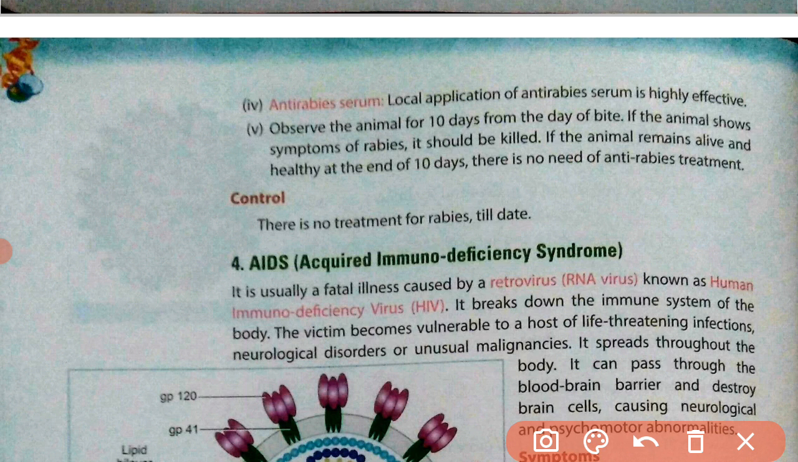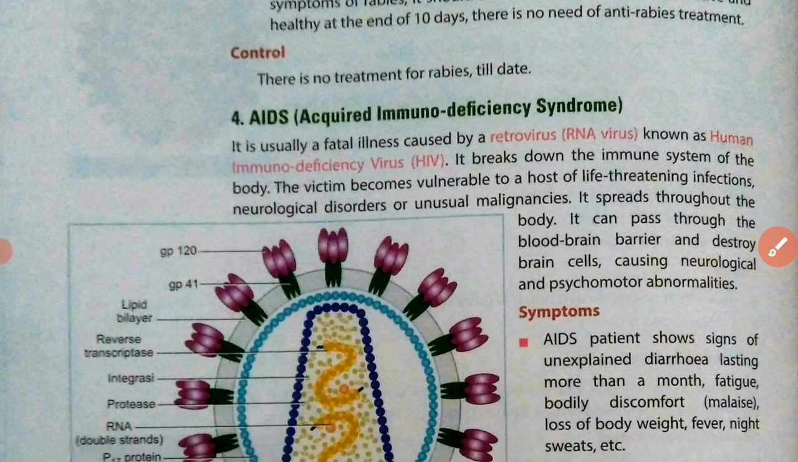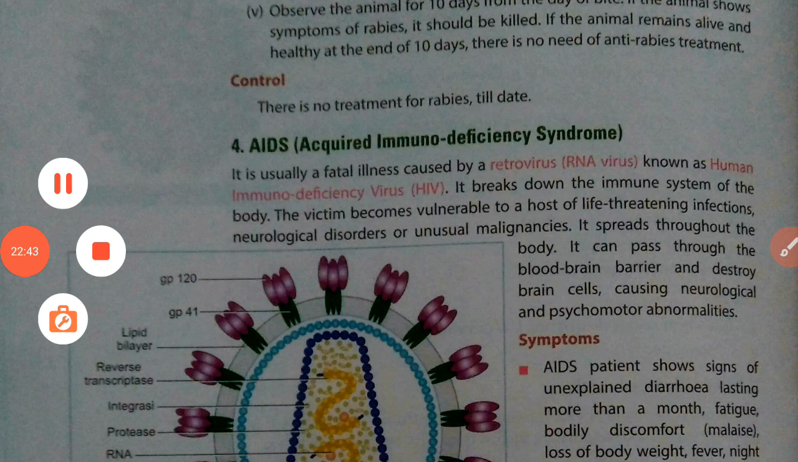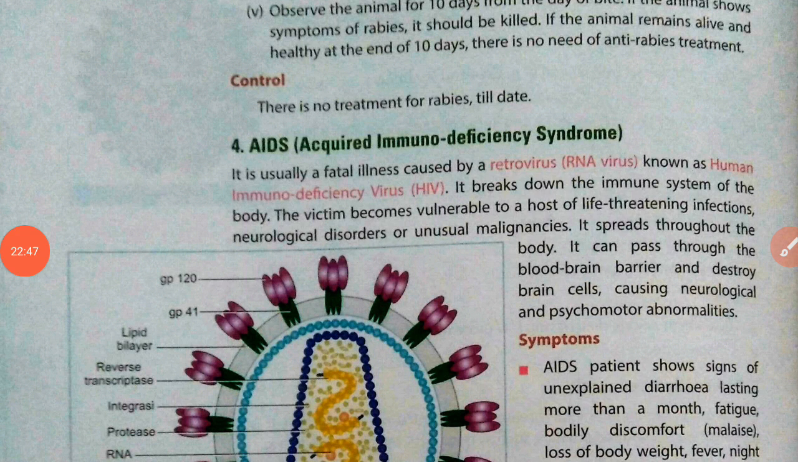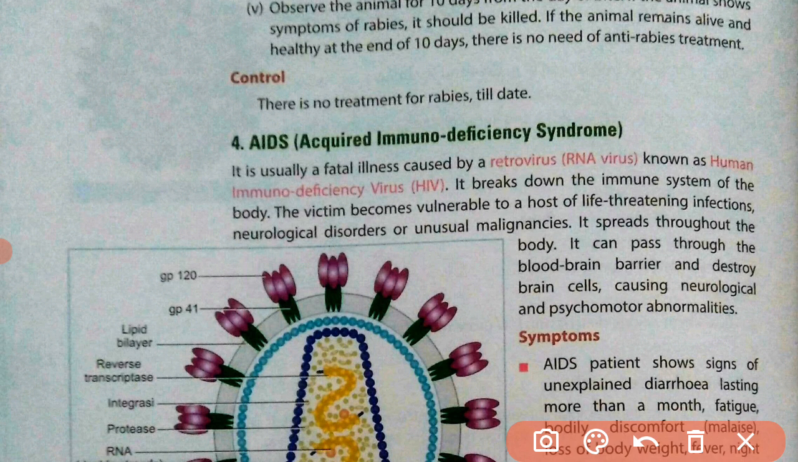So now we will talk about another very famous and very important disease, that is AIDS. AIDS means acquired immunodeficiency syndrome. It is usually a fatal illness, very fatal, it takes the life of a person. It is caused by a retrovirus, an RNA virus. The genetic material of this virus is RNA, known as human immunodeficiency virus, in short form HIV.